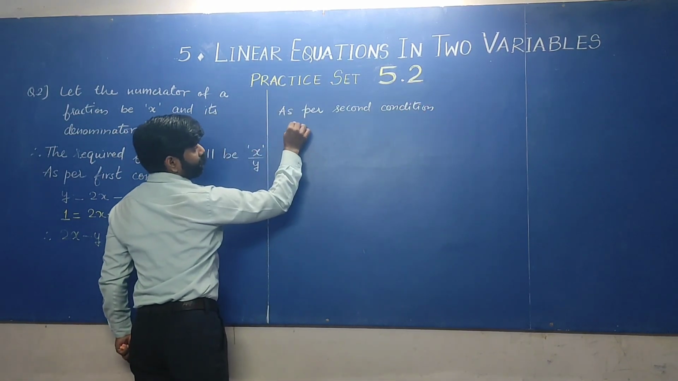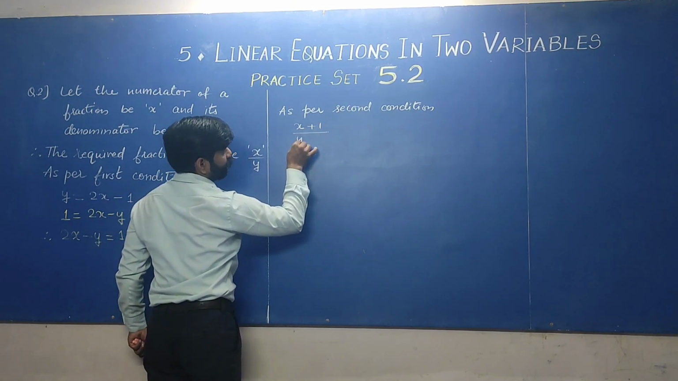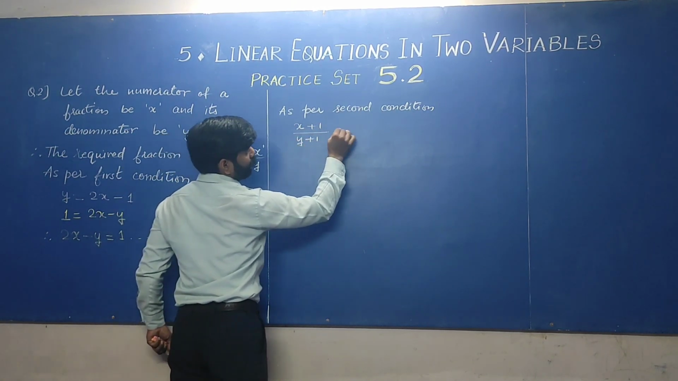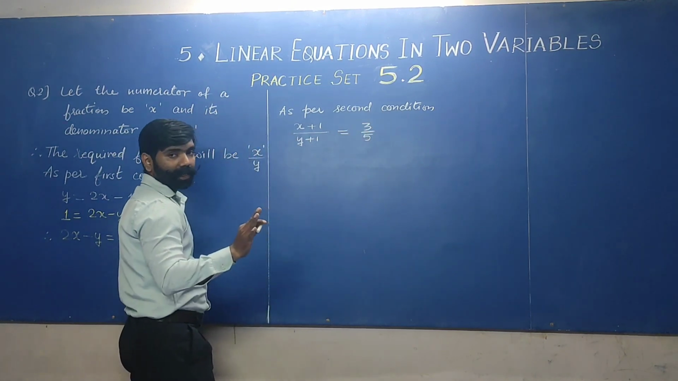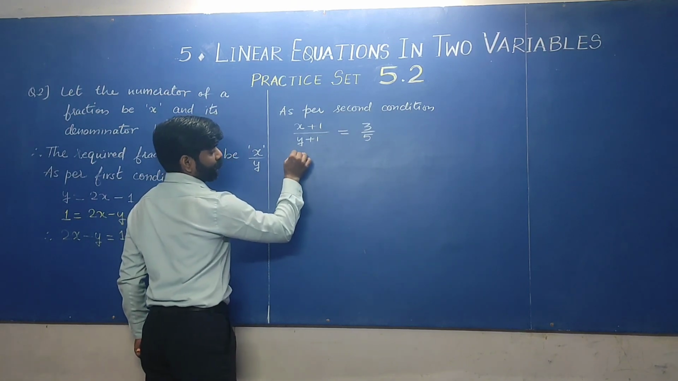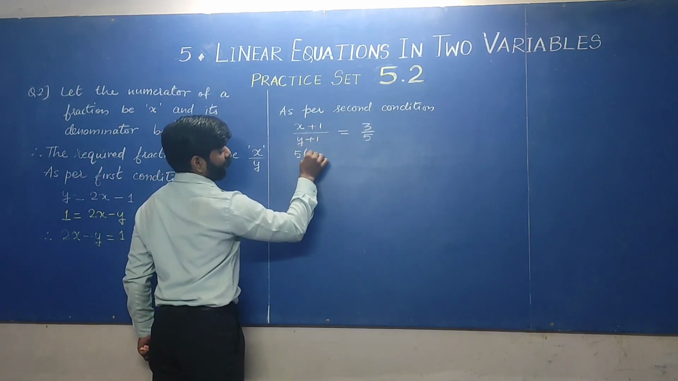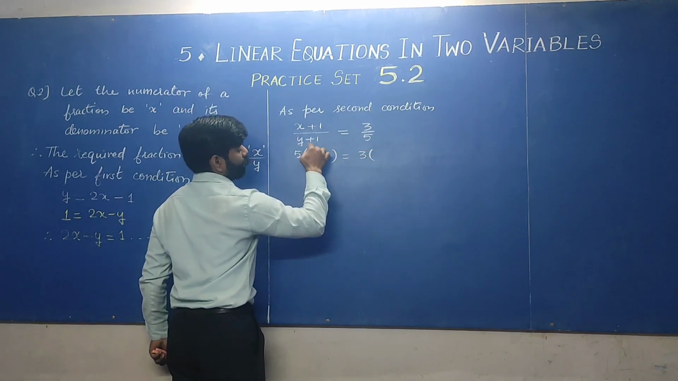Let's see, students, the numerator is added by 1 and the denominator is also added by 1. Therefore, the ratio is becoming 3/5. This is the second condition. So here simply we are going to cross multiply. So what we will get? We will multiply 5 with x plus 1 and 3 with y plus 1.